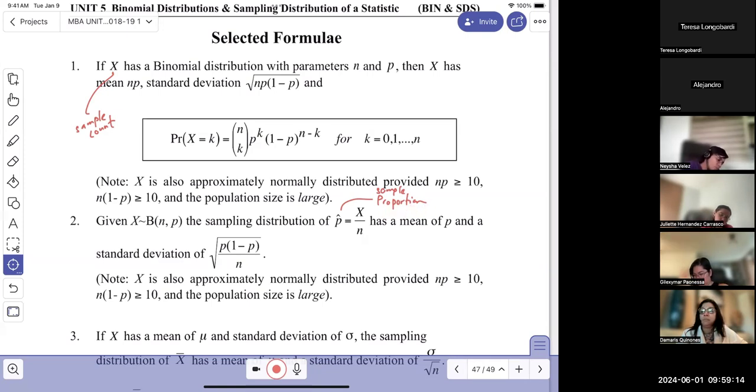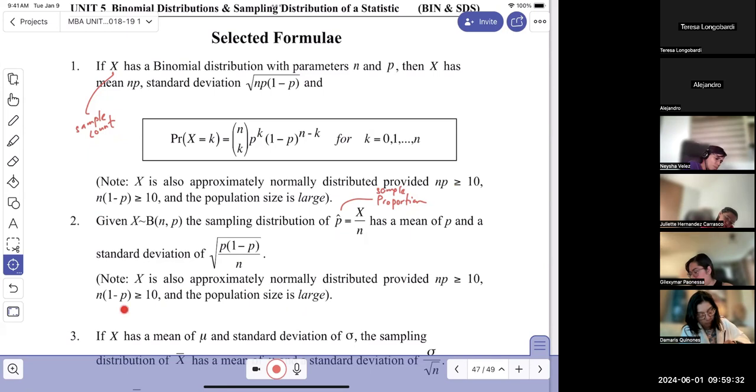Also, we like continuous variables, so that's another reason why people use this instead. And the sample count is discrete. Remember that difference. And this also applies under the same conditions that we talked about: NP greater than 10 and N(1 minus P) greater than 10.